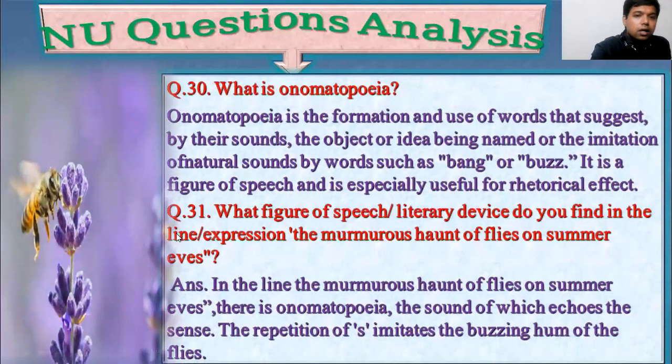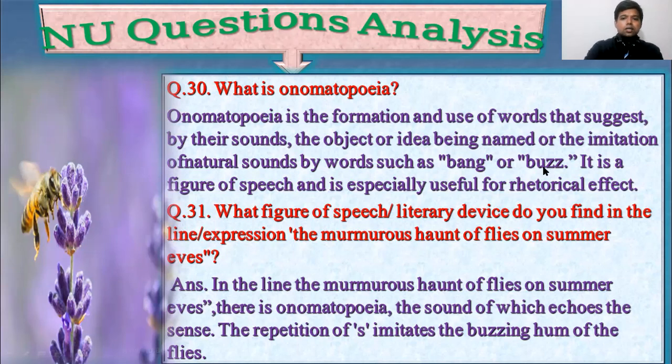Another important literary term in the poem is onomatopoeia. Onomatopoeia is a formation or figure of speech, the use of words that suggest by their sounds. So the word suggests the sound. Whenever you hear a word and at that time it suggests a sound to your ear, such a type of word will be called onomatopoeia. The objects or ideas being named, or imitations of natural sounds by words.